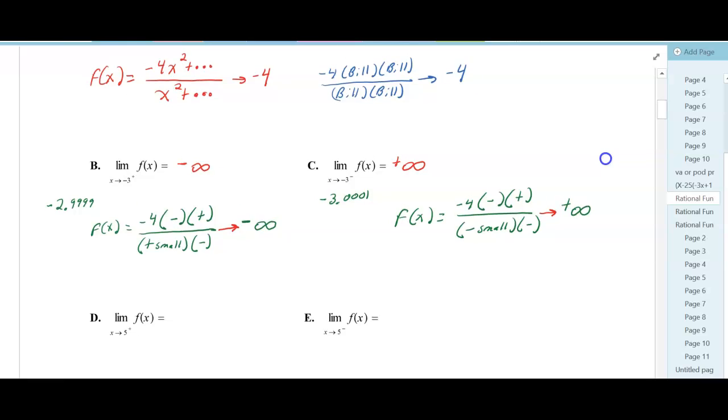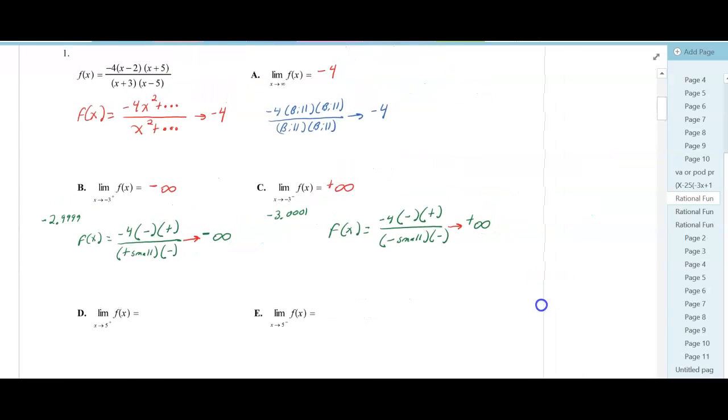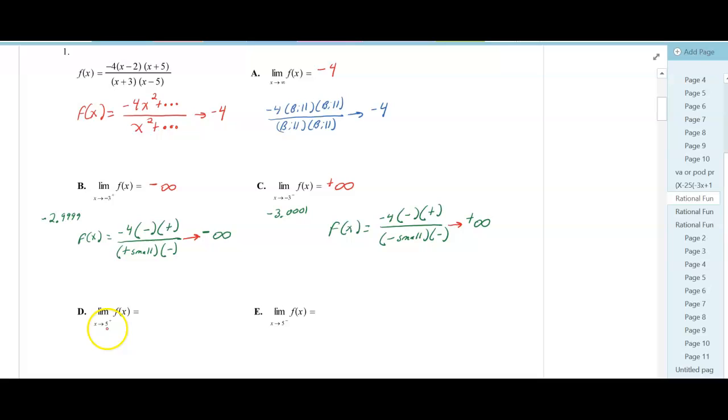Let's look at letter D. For letter D, I'm approaching 5 from the right, so a number a little bigger than 5, like 5.0001. So f of x, we're going to have a negative 4 times a positive, divided by a positive and then a small positive. So this is going to go to negative infinity.